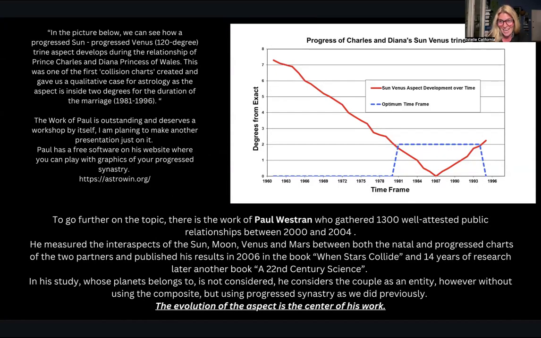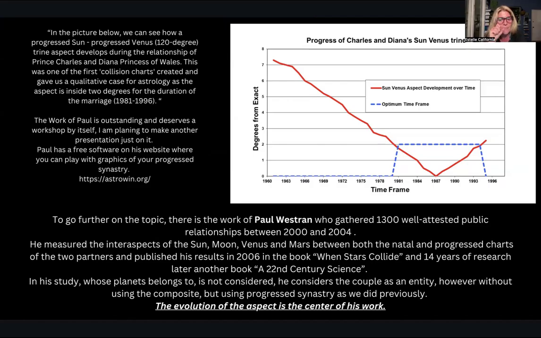So here we are. This is the work of Paul Westrum. He's been doing 20 years of research. He has an amazing website where you can go for free and do your own graphic this way for your relationship. It is very beautiful and outstanding and so meaningful, and I would say revolutionary.